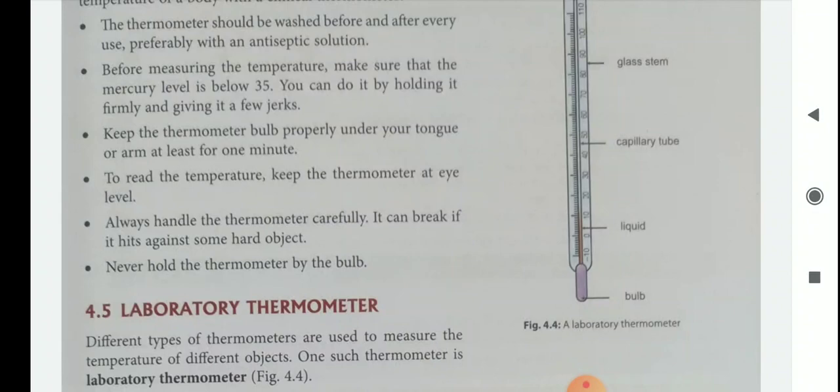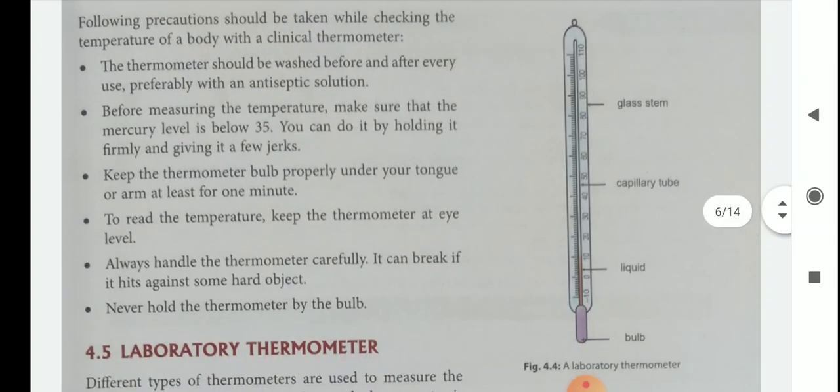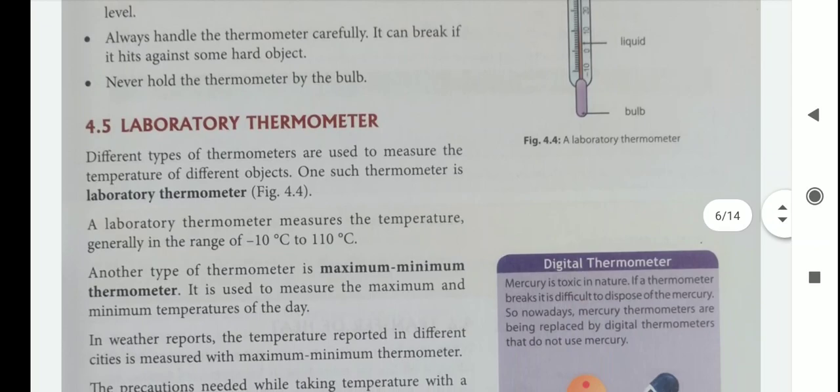Then comes the laboratory thermometer. Here you can see it is just like a clinical thermometer, but here no nick is there. Different types of thermometers are used to measure the temperature of different objects. One such thermometer is the laboratory thermometer. A laboratory thermometer measures temperature generally in the range of -10 degrees Celsius to 110 degrees Celsius. So here the lowest point is -10 degrees Celsius and the highest point is 110 degrees Celsius.